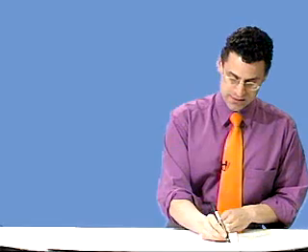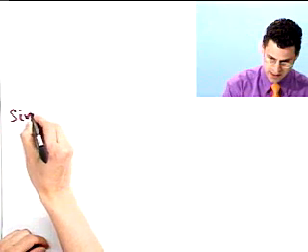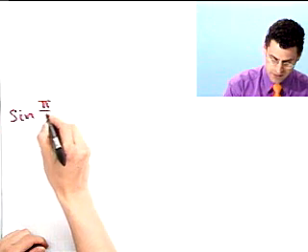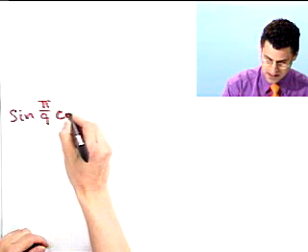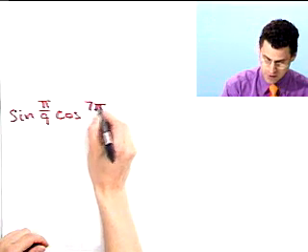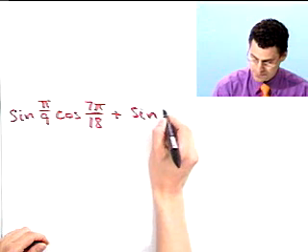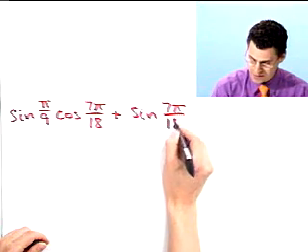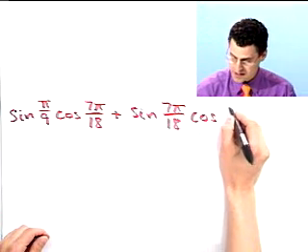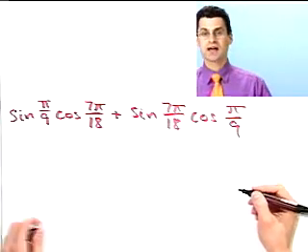Now, suppose someone said, hey, I want you to evaluate exactly some really complicated expression with just sines and cosines or tangents or whatever. For example, suppose someone said, I want to know the exact value of this: sine of pi over 9 radians times cosine of 7 pi over 18 radians plus the sine of 7 pi over 18 radians times the cosine of pi over 9 radians. Hey, well, now what are you going to say?